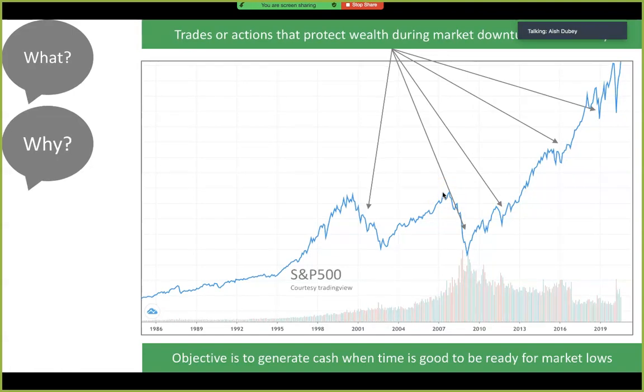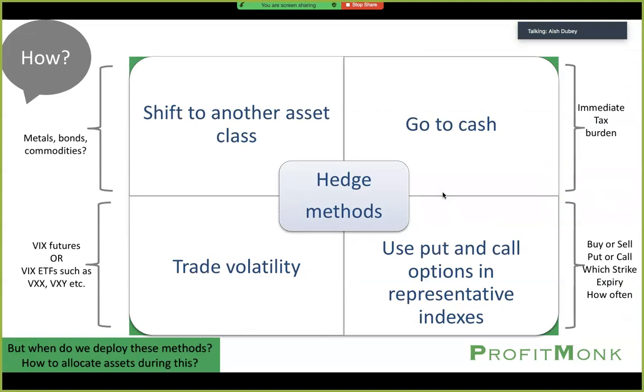Now, how is hedging performed? You will see this quadrant explains, at least at a high level of abstraction, two classes of hedging methods. The ones in the top two quadrants are either shift to another asset class when, let's say, the market crashes, or go to cash when the market crashes. Both of these lead to tax burdens. Shift to another asset class could be metals, bonds, commodities. You could almost say that cash itself is another asset class. So these two are pretty similar.